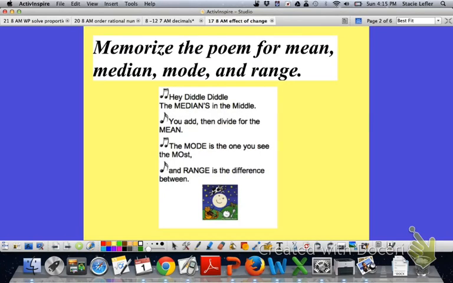Today you're going to look at what happens to mean, median, mode, or range when you change one of the data in the data set. So first, let's make sure we remember what mean, median, mode, and range are. Go ahead and memorize this poem.